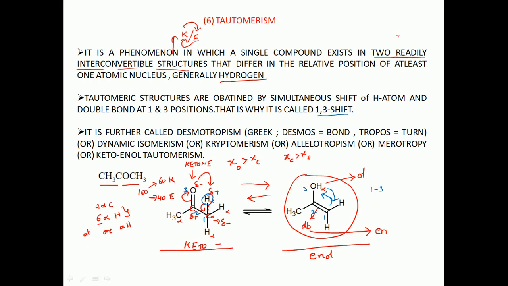It is further called the desmotropism. So desmos means bond, tropos means turning. So actually bonds are shifting in this tautomerism. So dynamic isomerism, why we call dynamic? It is dynamic in nature. So ketone to the enol, enol to the ketone, it happens every time, 24 hours in the molecule. So we can call it as the dynamic isomerism. We can call it as the cryptomerism, or allelotropism, or merotropy, or keto-enol tautomerism. The regularly used name is the keto-enol tautomerism. So remember, the keto-enol tautomerism is a dynamic tautomerism.